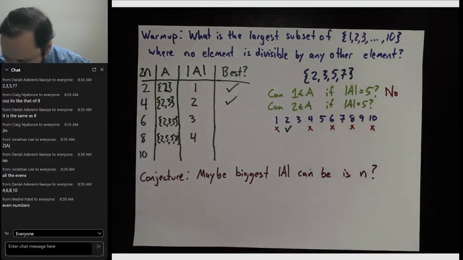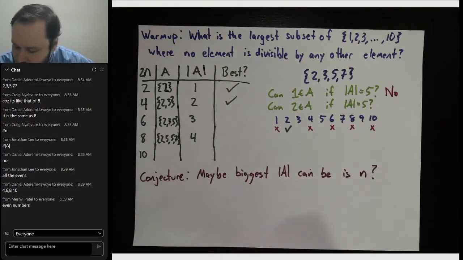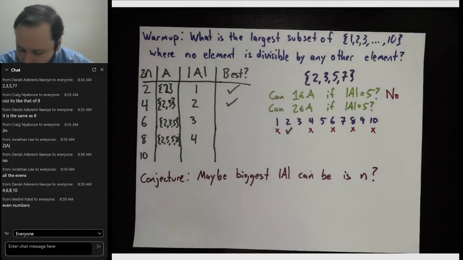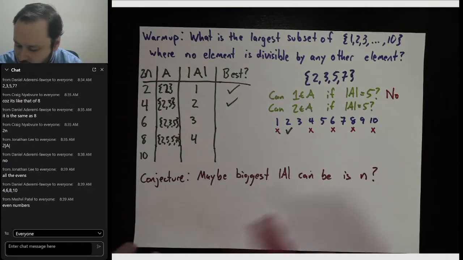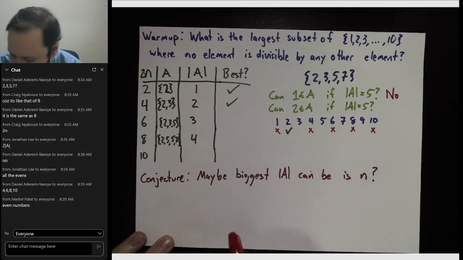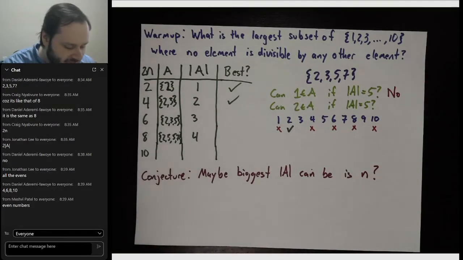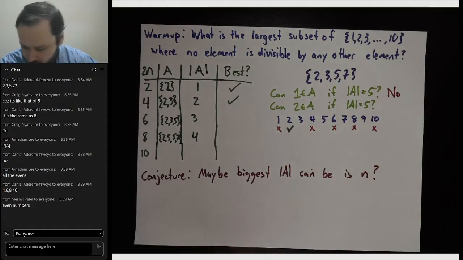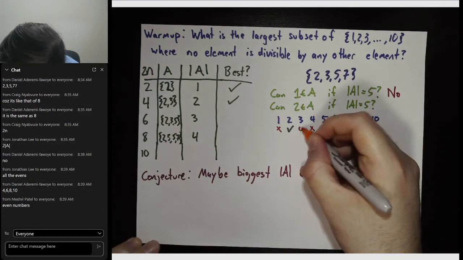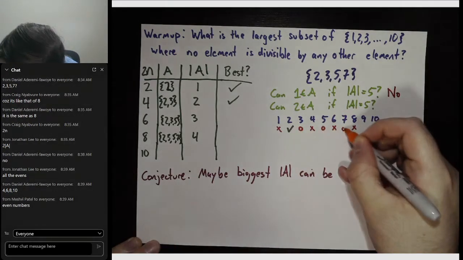Okay? So if I want to have 2 in my set, and I want to have size 5, I can't have 1, already discussed that. I can't have 4, 6, 8, or 10. The only things left to have a set of size 5 is everything left over, 3, 5, 7, 9.